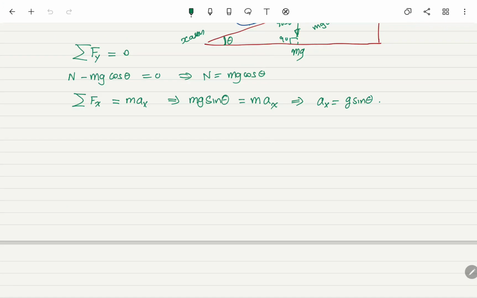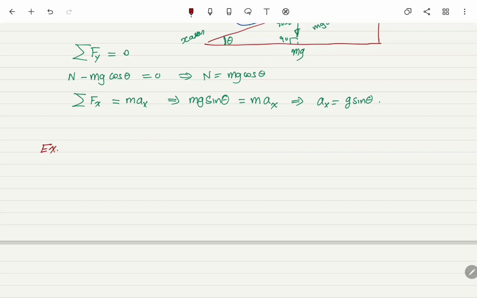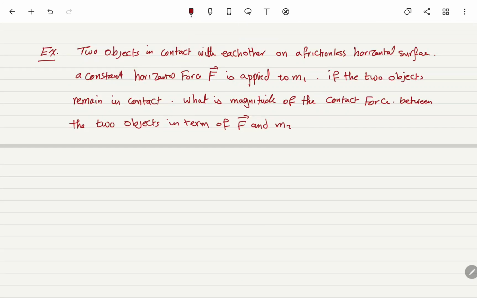Let's have another example. Two objects in contact with each other on a frictionless horizontal surface. A constant horizontal force F is applied to M1. If the two objects remain in contact, what is the magnitude of the contact force between the two objects in terms of F and M2? Let's have a quick sketch for the question.